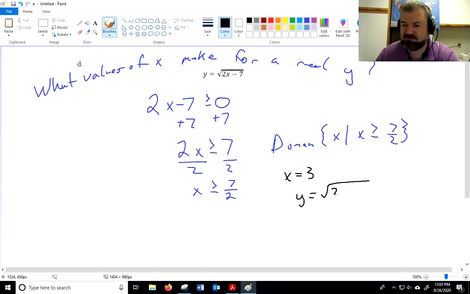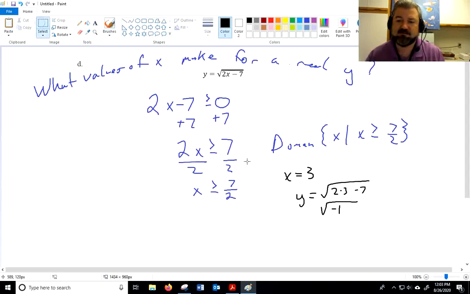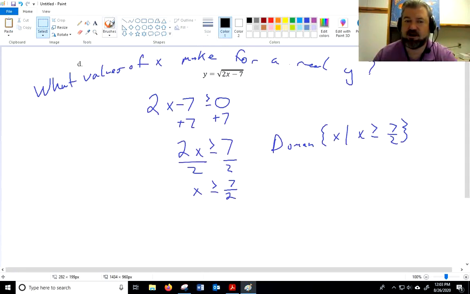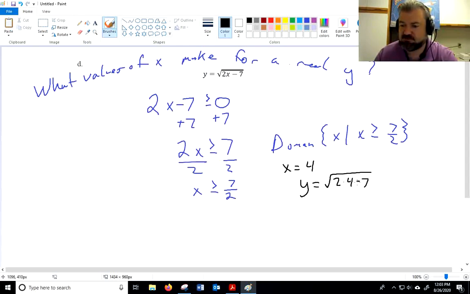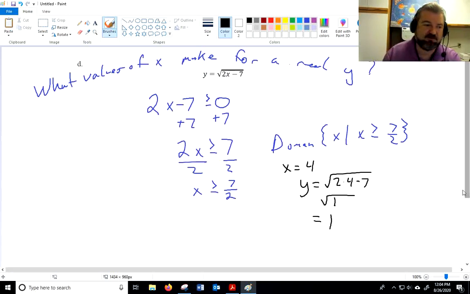Well, I would have to do 2 times 3 minus 7. But that's 6 minus 7. That's negative 1. That is not allowed. So you can see that's not going to work. But on the other hand, if we were to try x equals 4, 4 is bigger than 3.5. So according to what our domain is saying, that should work. We should get a real number out. 2 times 4 is 8, and 8 minus 7 is 1. Well, now I'm taking the square root of a positive 1. That is a real number. So that's kind of how that works.